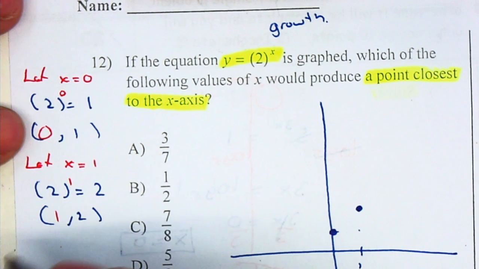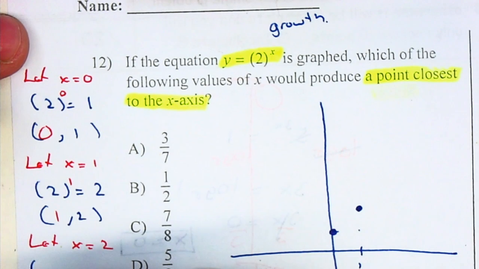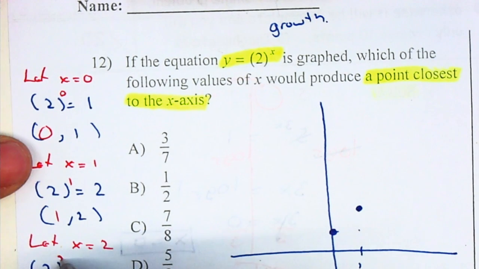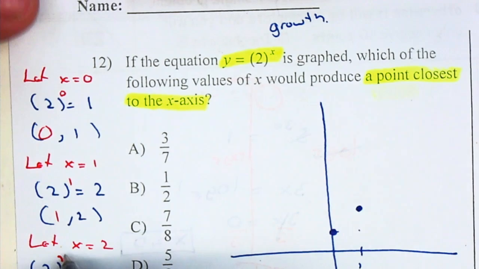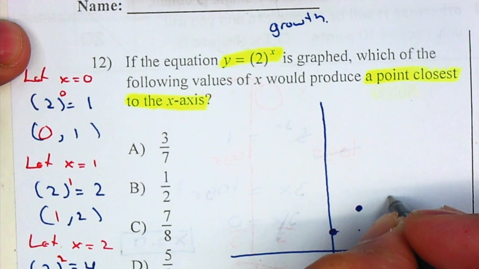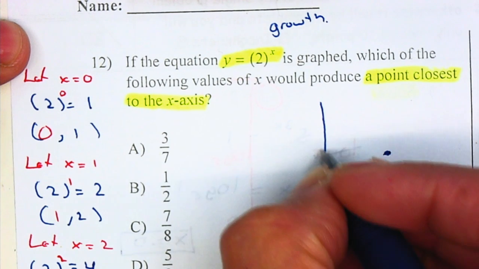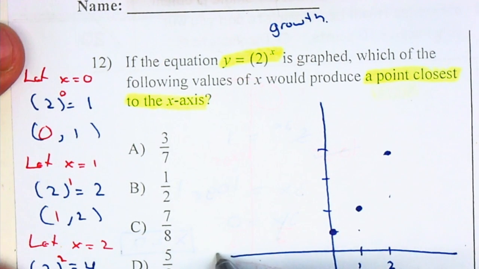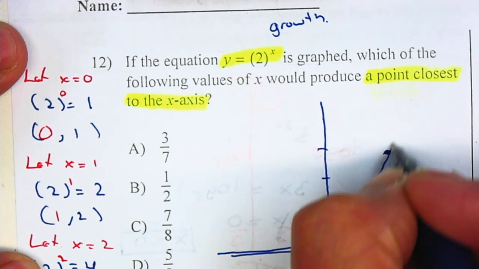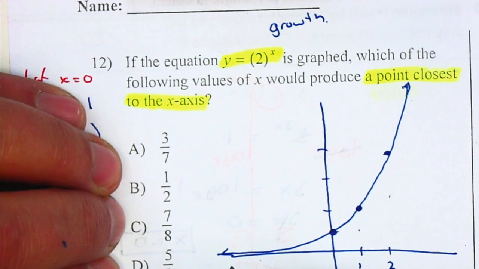Then let x equal to 2. 2 to the second power will be 4. Therefore, if x is 2, your corresponding y value will be 4. Notice that this is an exponential growth. If you already know that it's an exponential growth, you don't have to do this, it's fine.